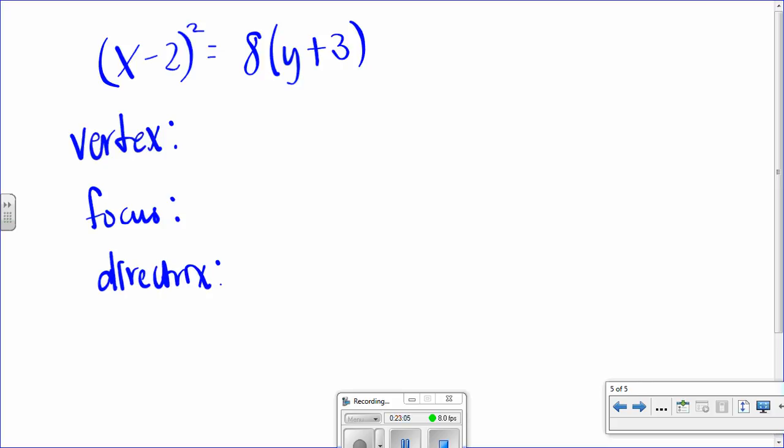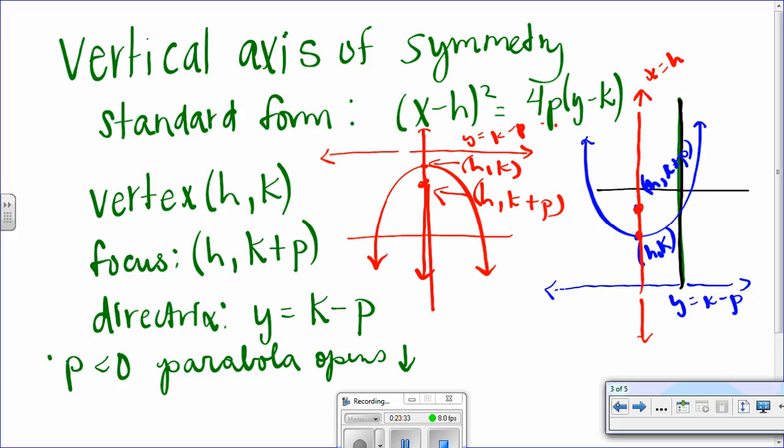Alright. First of all, does this one open up or down, left or right? Left to right. No, wait, up and down. X is being squared, so this is up and down. Right. What's the vertex? Close. 2, negative 3. Remember, change their signs. The vertex is H, K, from X minus H, Y minus K, so you always change their signs.